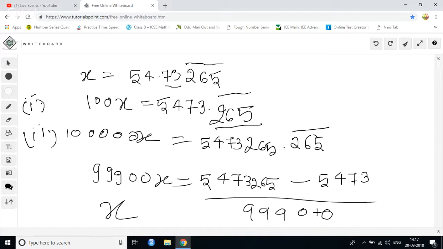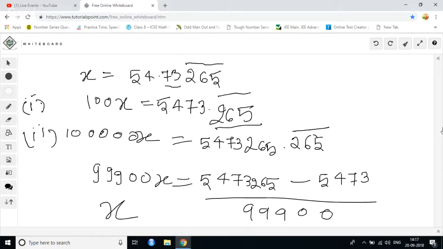Now how do you check your answer? I have already told you the shortcut. The shortcut is in the numerator. How do you apply the shortcut? You take the number, you remove the decimal, and you remove the bar. So from this number, I'll remove this decimal and remove the bar. My number would be 5473265. So I have written here 5473265.